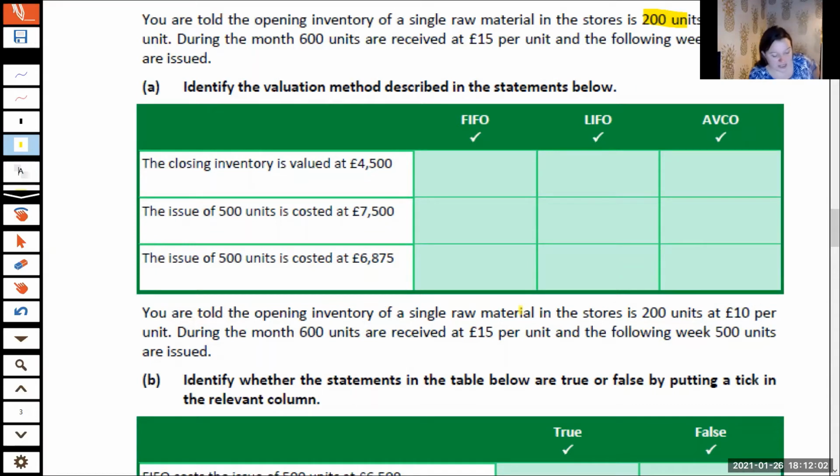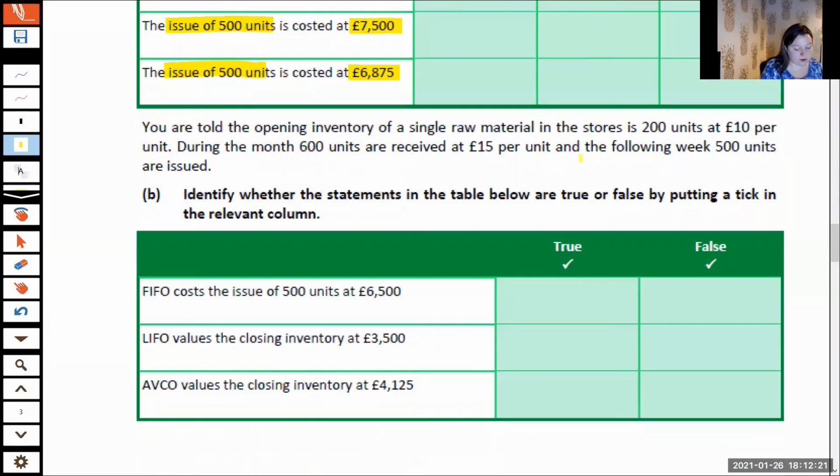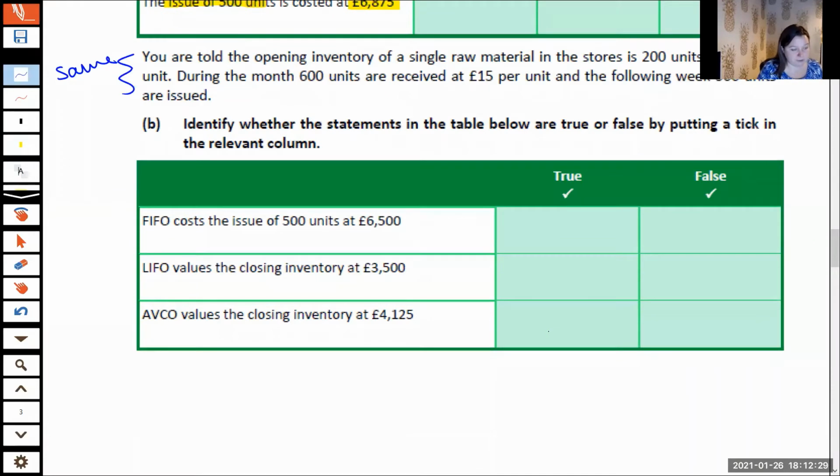It says, identify the valuation method described in the statements below. So we've been told the closing inventory value, we've been told the issue value, we've been told an issue value, and we've got to put a tick in the box of whether that shows FIFO, LIFO, or AVCO. We've also got a question, and this information here is the same as before. So this is the exact same as the earlier task, but now we have 3 true or false statements.